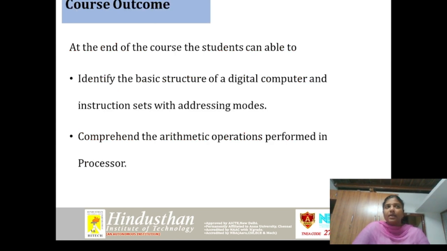At last, the course outcome of these topics is that at the end of the course, students will be able to identify the basic structure of a digital computer. I think we have covered the basic structure of a digital computer and instruction sets with addressing modes, and the student will also be able to comprehend the arithmetic operations performed in the processor. This will be the course outcome.